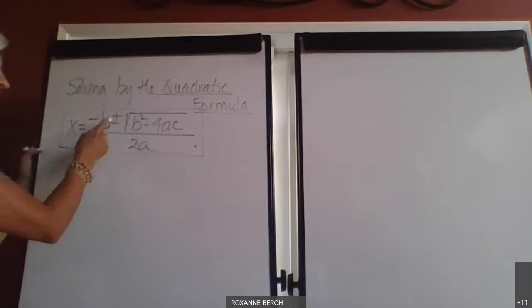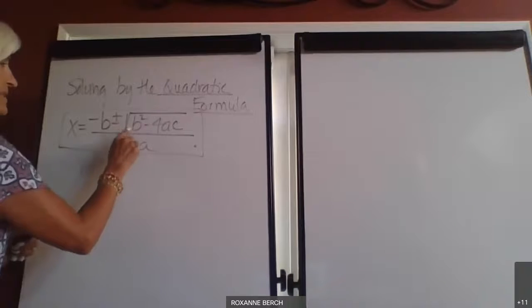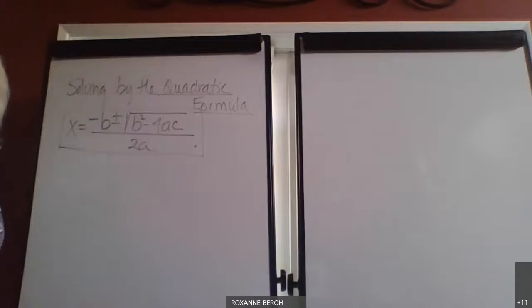It's x is equal to negative b plus or minus square root b squared minus 4ac all over 2a.